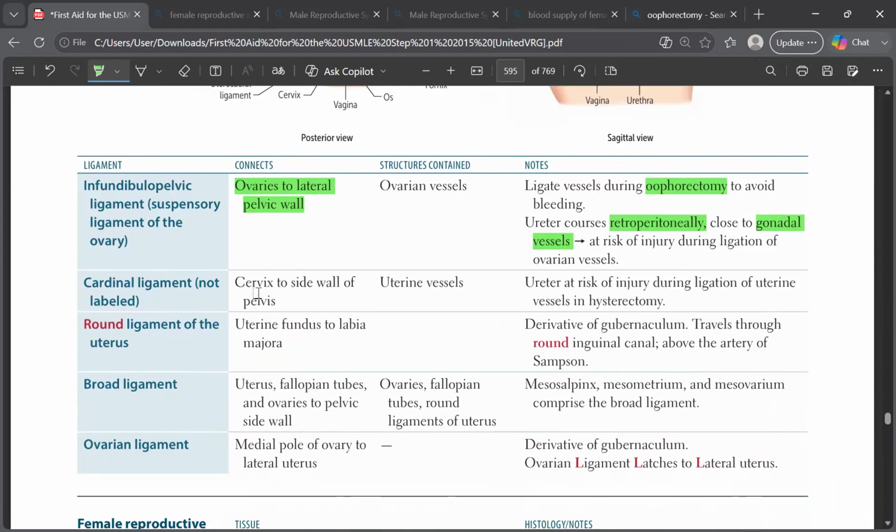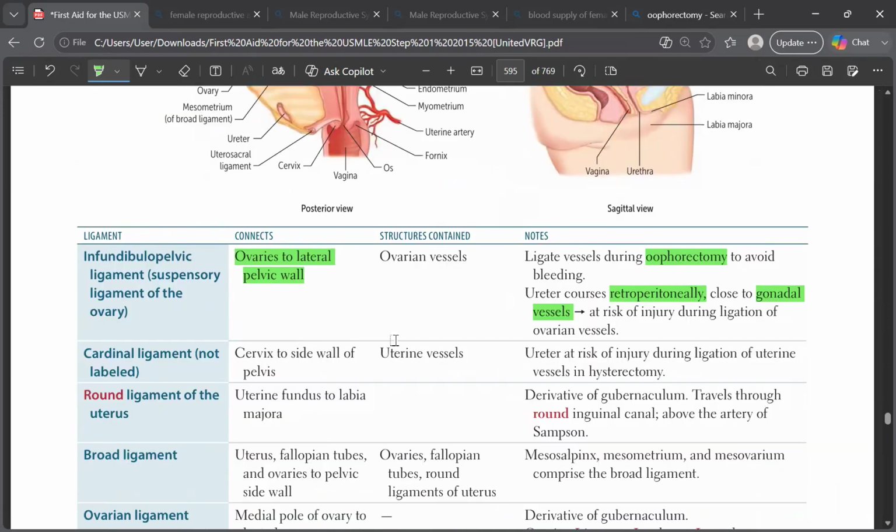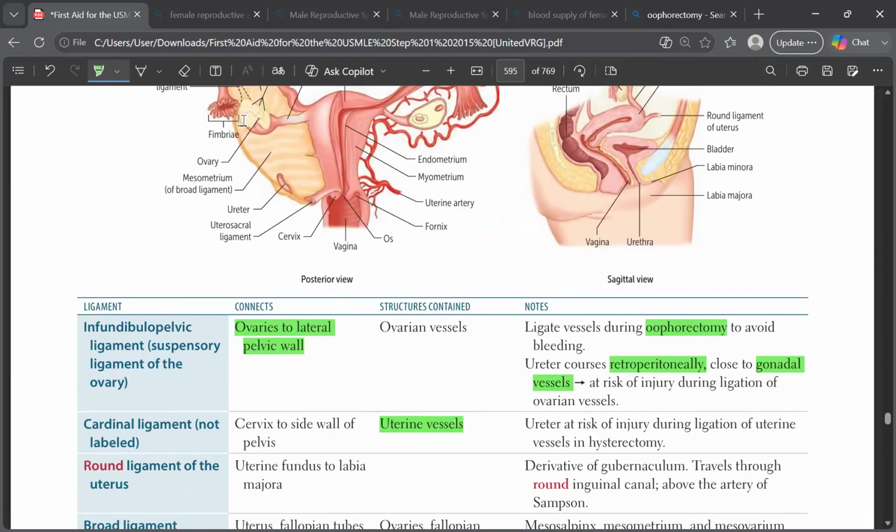Then there is the cardinal ligament that is not labeled. It connects the cervix to the side wall of the pelvis. So somewhere right here, the cardinal ligament. It contains the uterine vessels because the cervix is part of the uterus. The ureter is at risk of injury during ligation of the uterine vessels in hysterectomy.